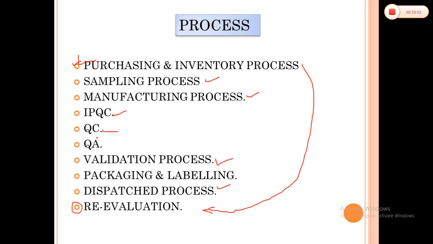So we have to validate each and every process at a specific time interval, because after a specific time, that particular process may not give the output which it gave during the early stages. So to verify that, the validation will be carried out. We will discuss validations in detail in the quality assurance topic, along with the packaging, labeling, and the dispatch process.